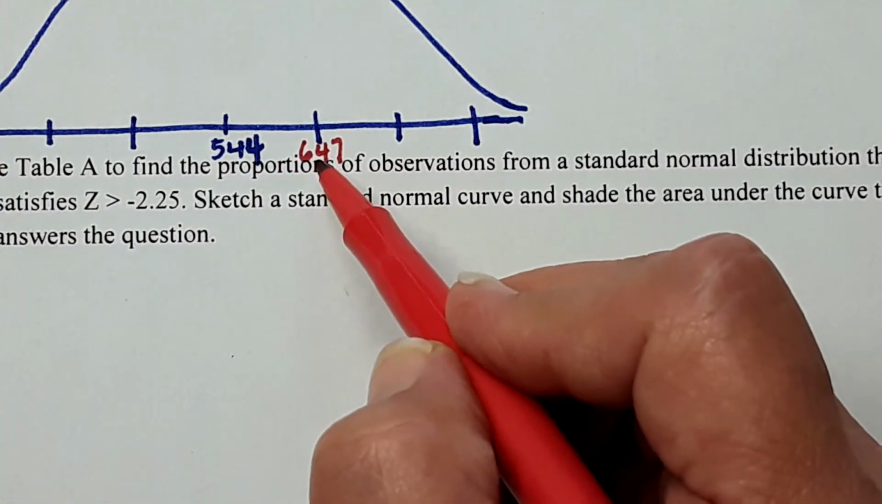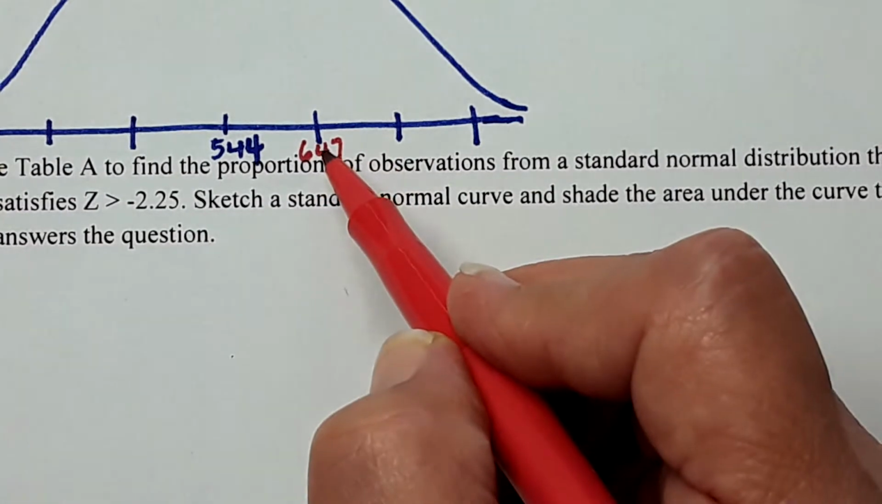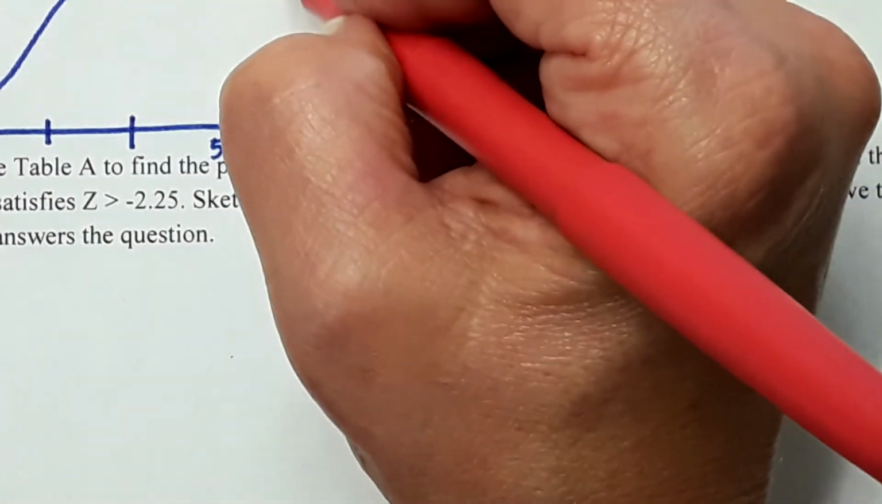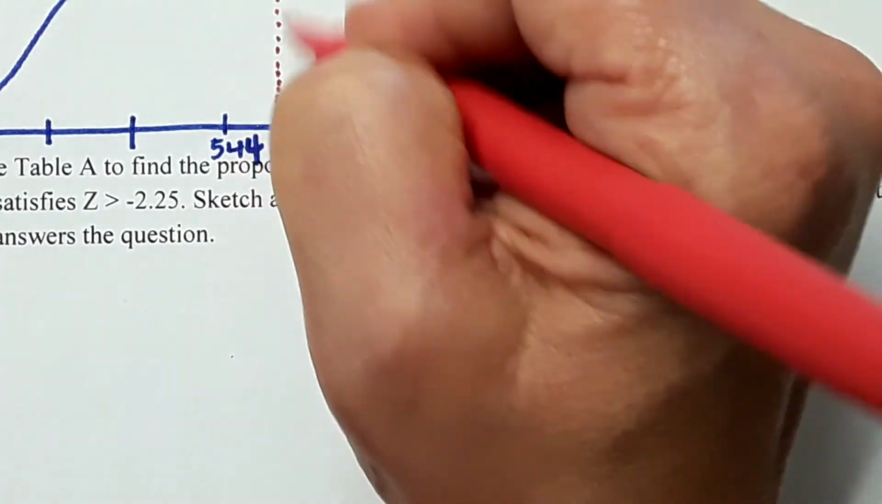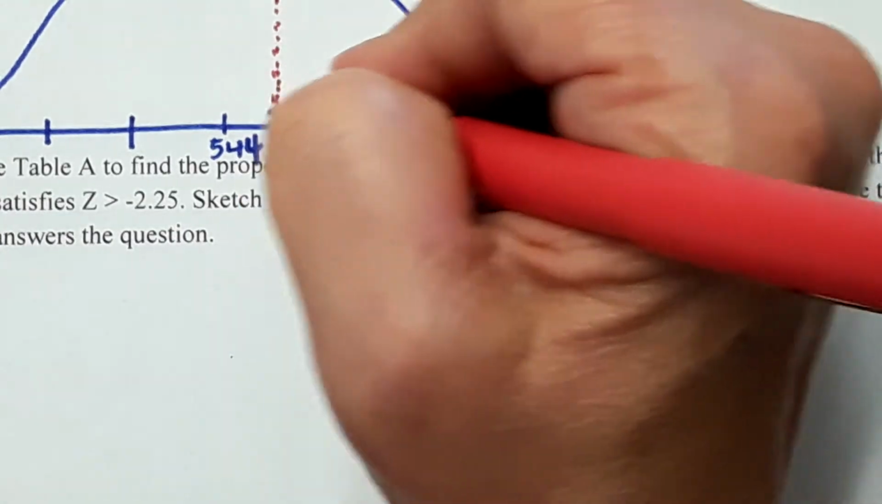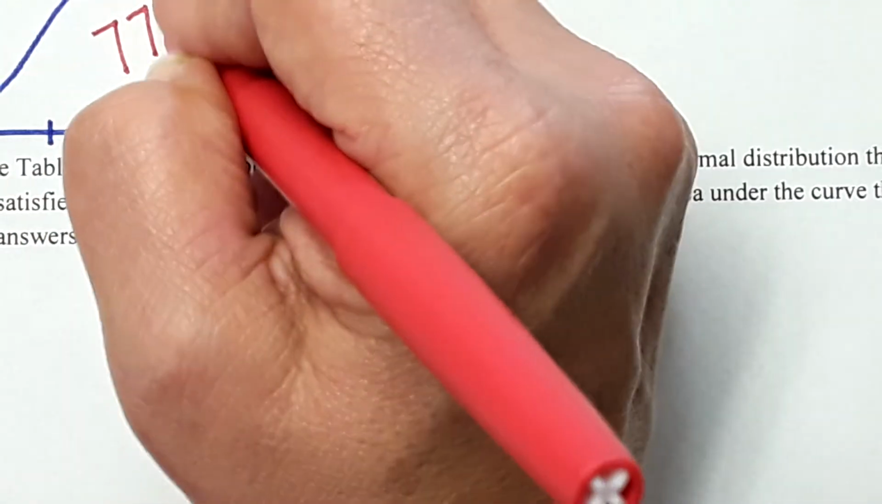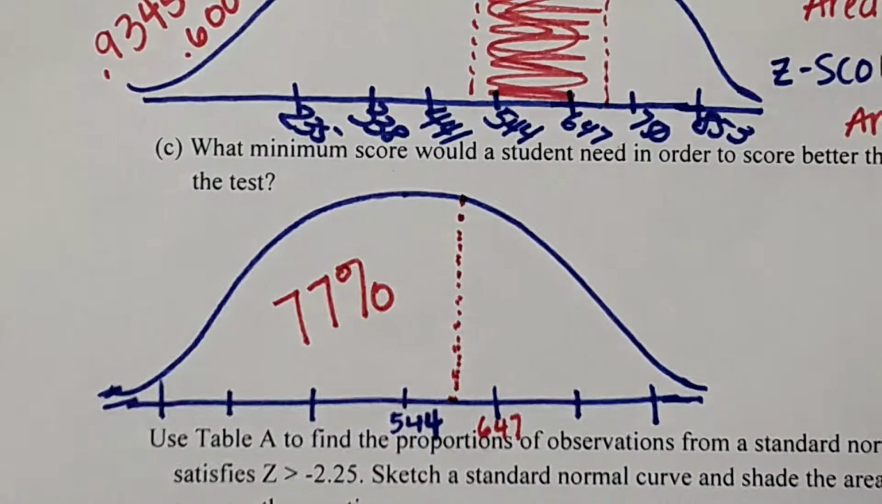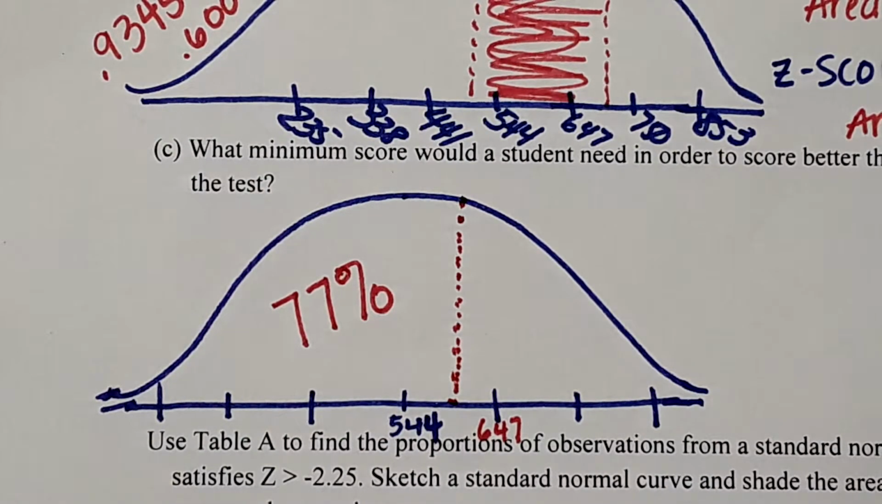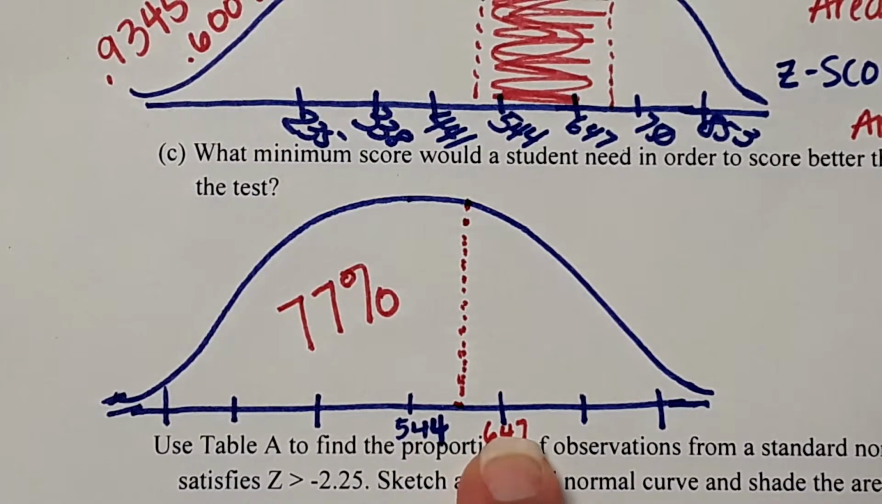This is 84, this is 50, so we're going to put it somewhere right here. And we want to know what that score would be. So we want 77% of our data to lie right there. I always give an idea, you guys, so I know if I get a score that is less than 544, I did something wrong. If I get a score that's greater than 647, I did something wrong, because I know that my score should be between these 100 points.